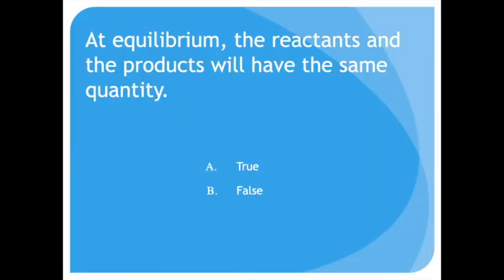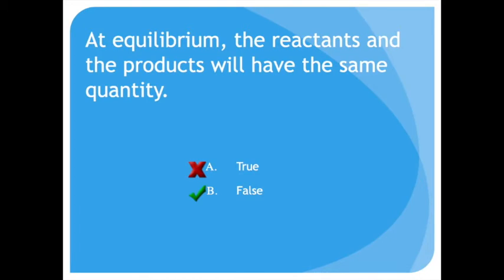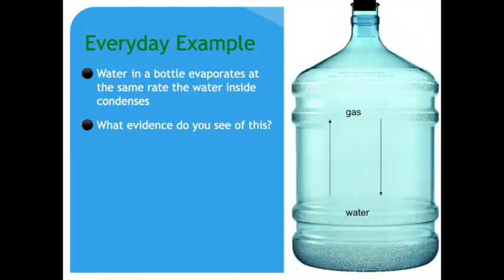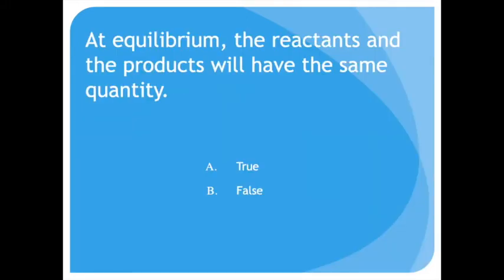So does this mean the amount of water vapor in the container and the amount of water as a liquid are the same? Well, we can apply this to equilibrium as a whole. At equilibrium, the reactants and the products have the same quantity. Is that true or false? It's false. At equilibrium, we may not have the same amounts or quantities, but what we do have is an equal rate of transfer. In this slide, we see water becoming gas, gas becoming water. That rate is the same, although the quantities of the two may not be the same.